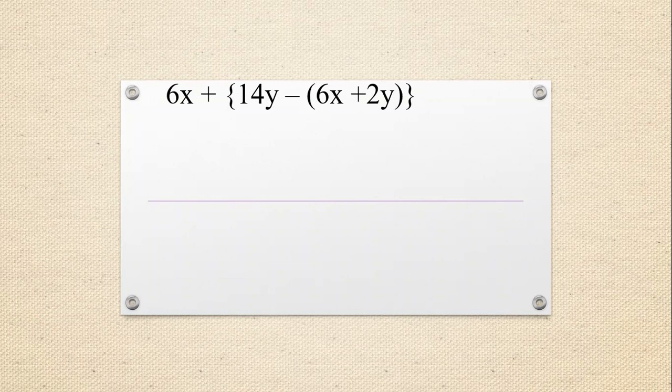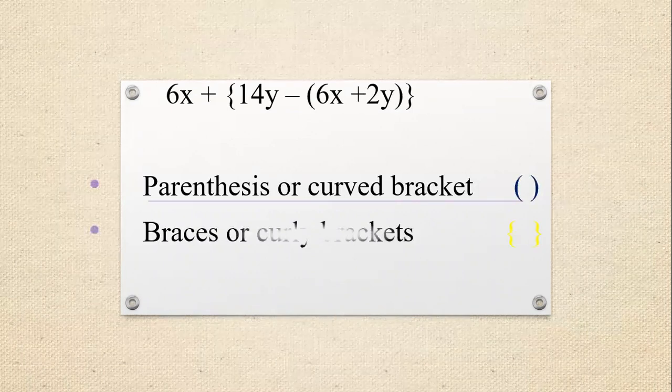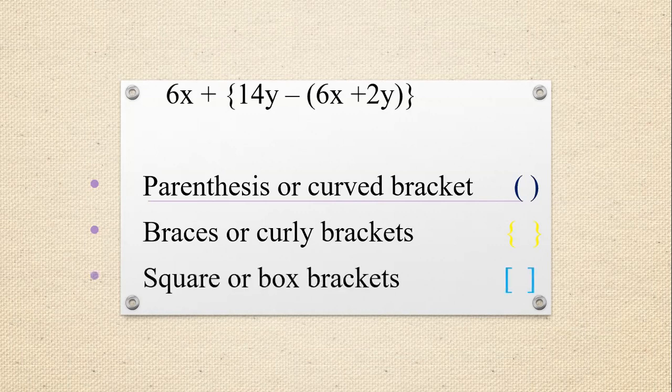Look, in this question, two operations are going on and addition is present two times. Now the question is, which two terms should be added or subtracted first? This is where grouping symbols help us. Here in this question we have parenthesis or curved brackets, braces or curly brackets, and we have one more grouping symbol, which is square or box brackets.